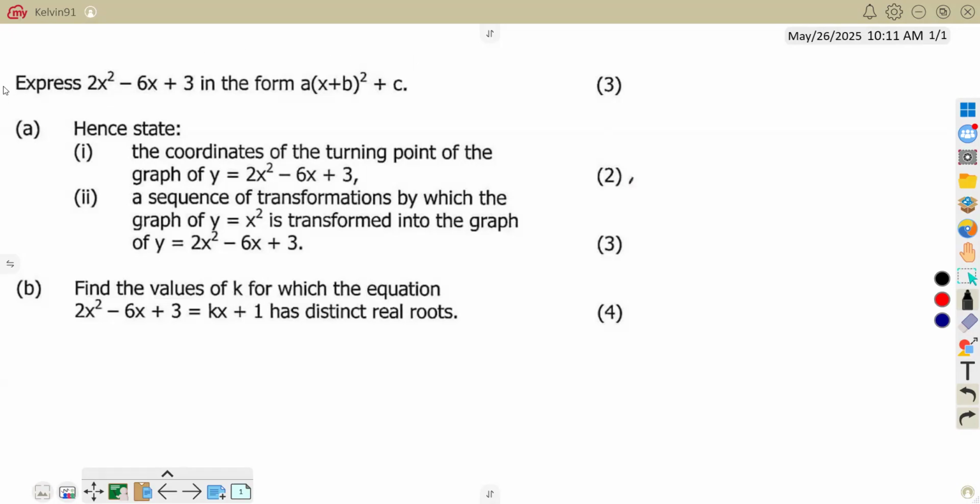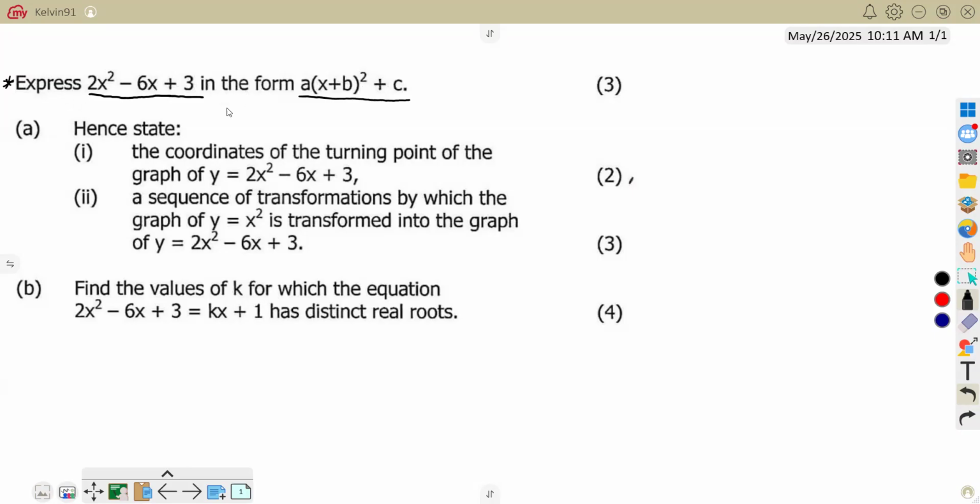Today, we are going to be concentrating on the parabola, the quadratic function. In this exercise, we are given this question. It's saying express 2x squared minus 6x plus 3 in the form a(x plus b) squared plus c. If you check this, it's a form that we expect to get when we complete the square.